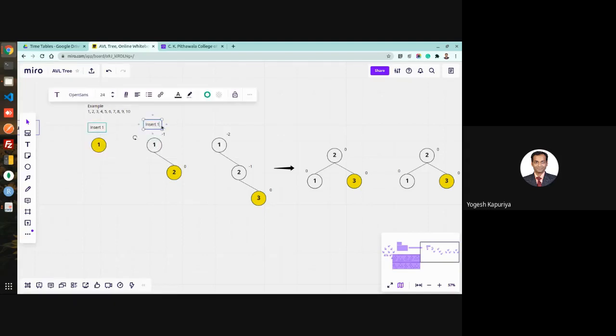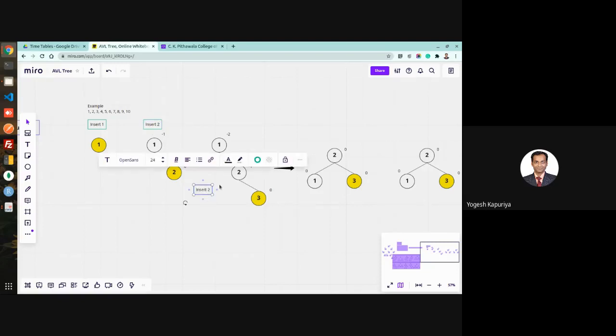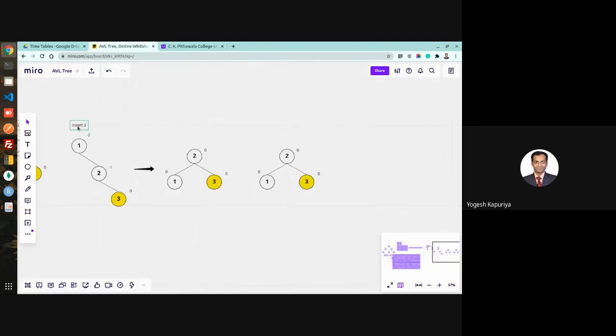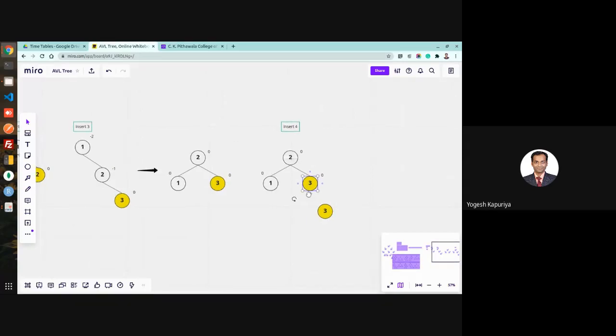So insert 1, insert 2, insert 3. Now we are inserting 4. When you insert 4, it goes obviously on the right of 3. Okay. So this will be the situation.